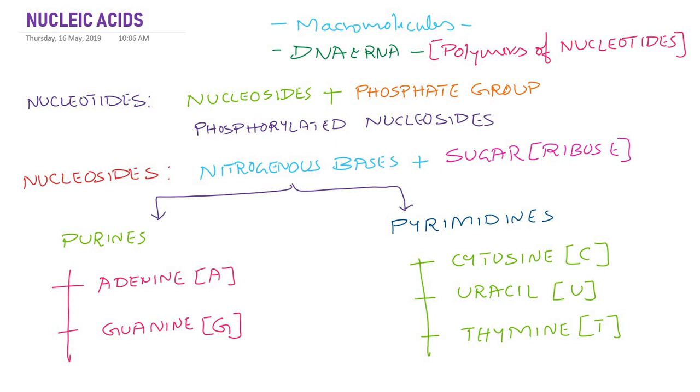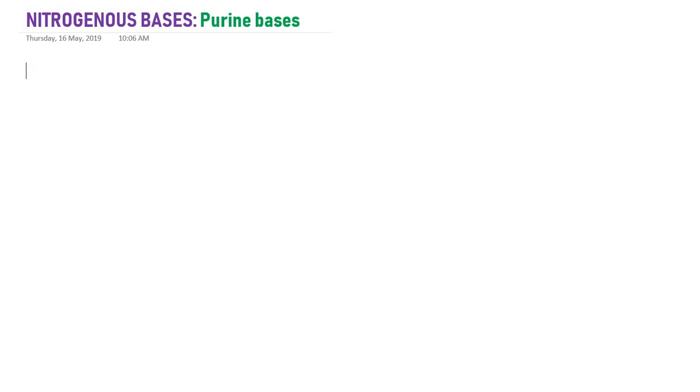Now we know that nucleotides are made up of nucleosides and they are phosphorylated. We'll see the exact structure. Here we are going to learn the structure of purine bases. We know that there are only two purines, that is adenine and guanine. Both have the parent nucleus purine. First, let me draw what a purine base is. Then we will see the structure of adenine and guanine.